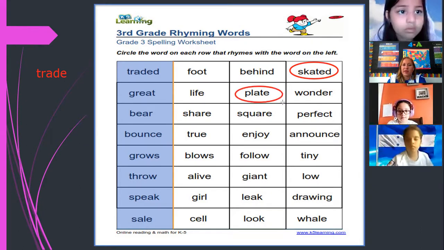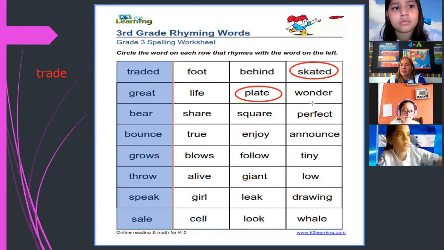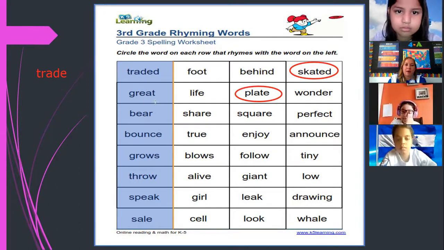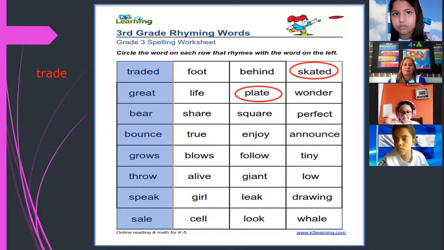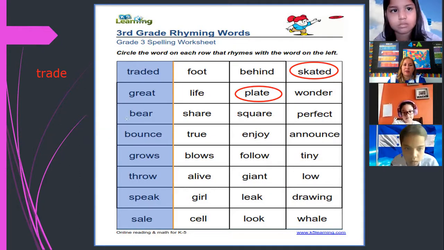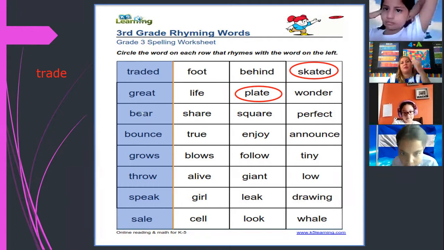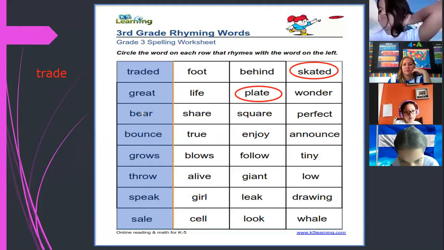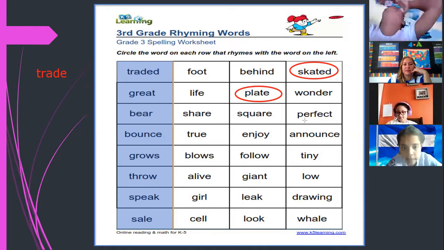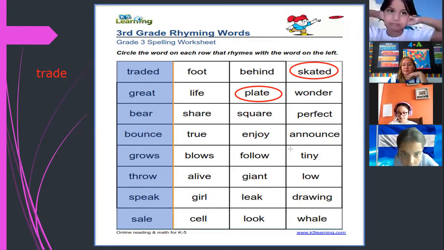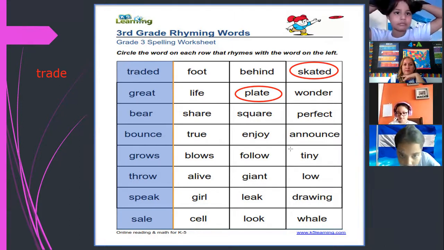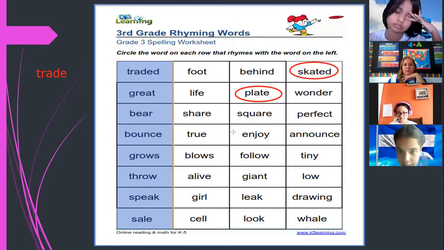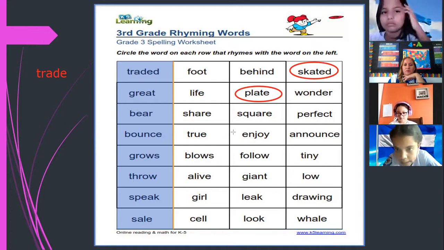Plate. Yes, great plate. Thank you. Ivana, bear. What? I don't hear you. Bear, this one. Yeah. Bear. Wait a minute. Read this script. Okay, bear, share, scare, perfect.